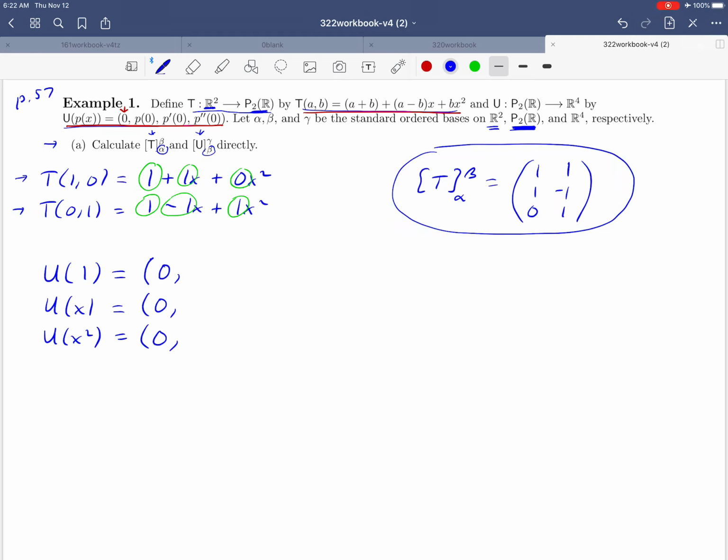With that established, let's look at these one at a time, starting with U of 1. In the notation of our function, this 1 is going to be our p(x). Looking back at our function, these are the three numbers that we need to figure out: p of 0, p prime of 0, and p double prime of 0. Let's go to the bottom of the page and see if we can do that. In our case, p(x) is 1, so p prime of x, its derivative, is going to be 0, and its second derivative is still going to be 0.